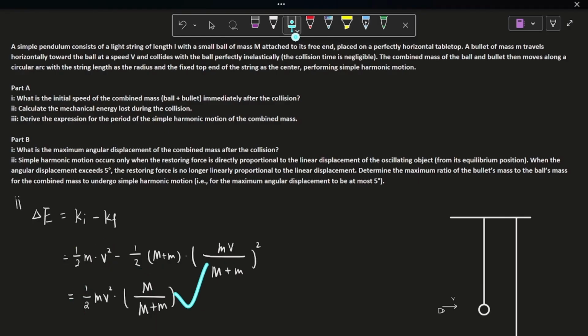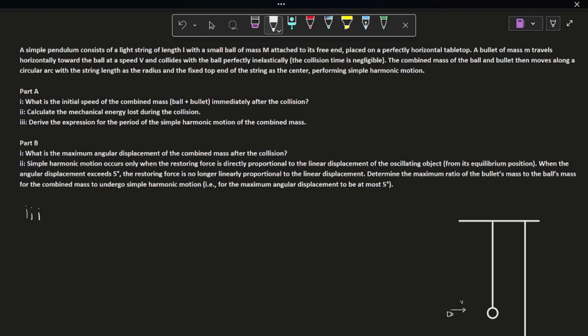So this is correct. The third part asks you to derive the expression for the period of the combined mass. Well, this is probably the easiest part, because it obviously is a pendulum, so we must use the formula for the period of a pendulum, which is T equals 2 pi times square root of L over g. Do we get L in the question? Yes, we did. L is over here. g is a physical constant because we're on Earth, obviously. 2 pi is a constant. So this is your answer, the period of the combined mass. It's not related to mass at all.